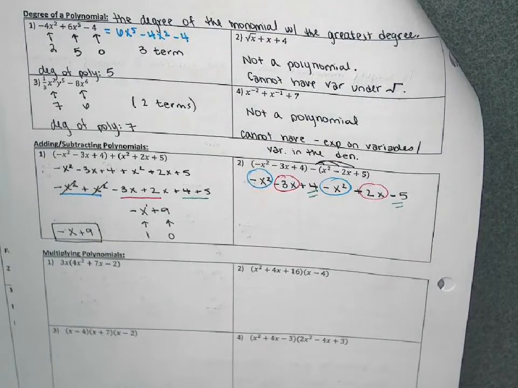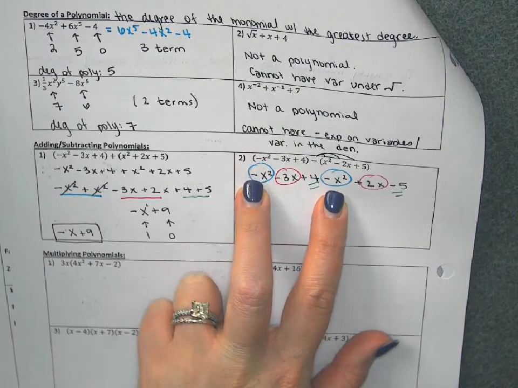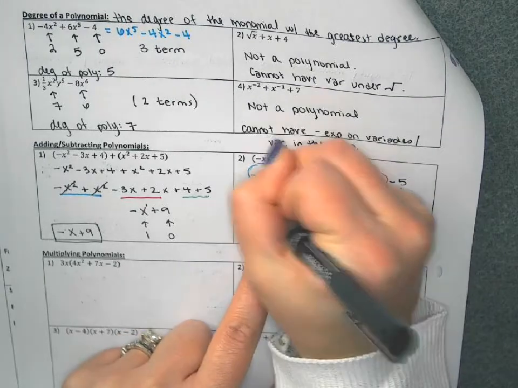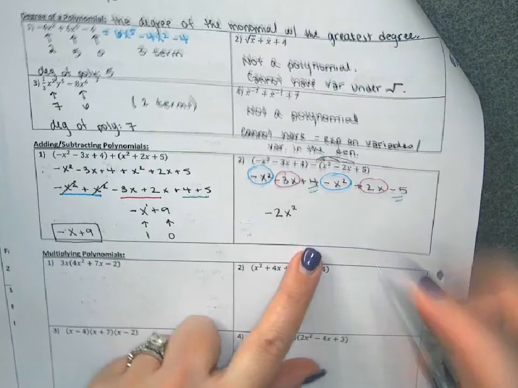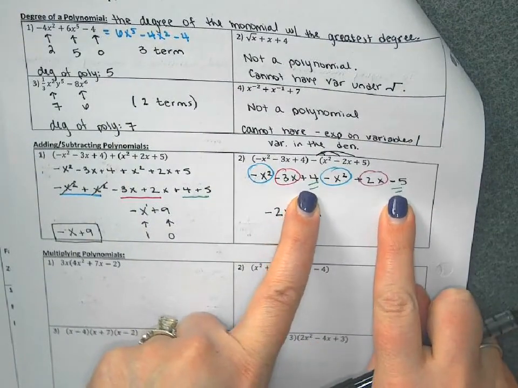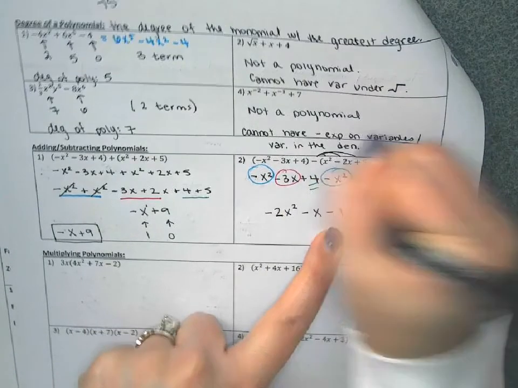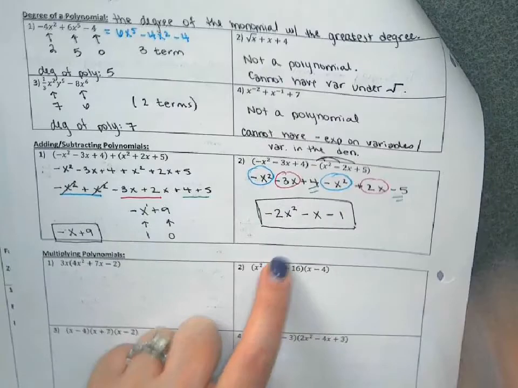So combine like terms. If you don't want to have to rearrange it in the end, find the term that has the highest degree. The highest degree is the x squared term. Negative x squared and negative x squared is negative 2x squared. Negative 3x and 2x is negative x. And the lowest degree is the 4 minus 5, which is minus 1. And then that's already in order, and that would be your final answer.